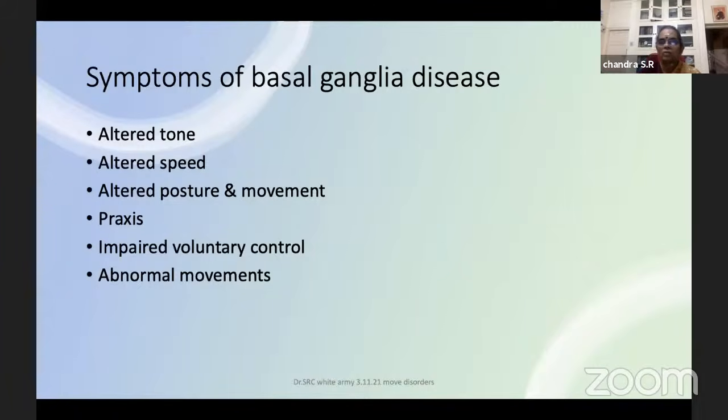Altered posture and movement, so you get imbalance. And praxis, motor control, becomes altered. And impaired voluntary control. Voluntarily, you cannot direct your body part in the right direction. And abnormal movement. So when these circuits break down, you get 6 important problems. One is alteration in the tone. Second is alteration in the speed, alteration in the posture and movement, alteration in the schema or the praxis, and impaired control of your own body part, impaired voluntary control, and you can get unwanted movements because the hyperdirect pathway, which corrects the unwanted movements, gets inside and produces abnormal movements.